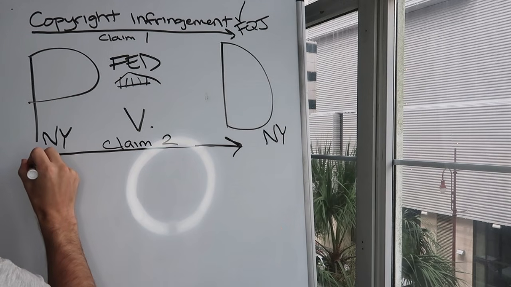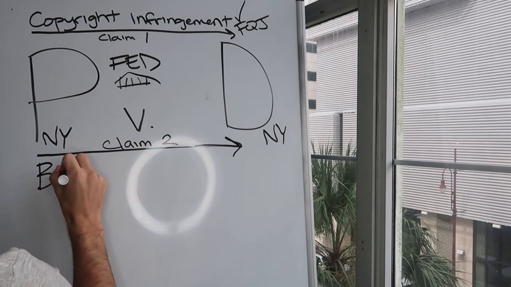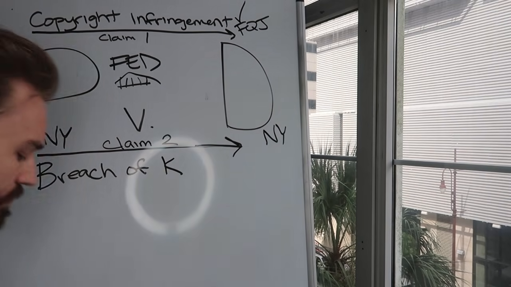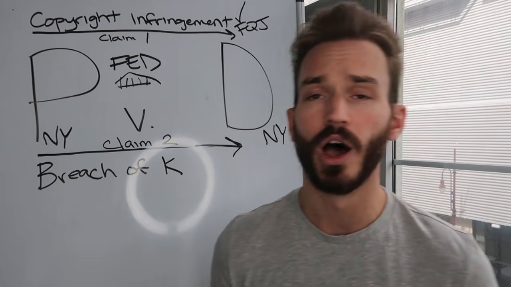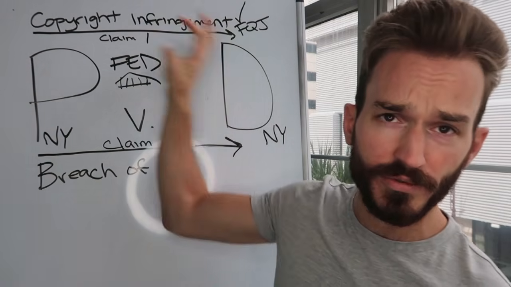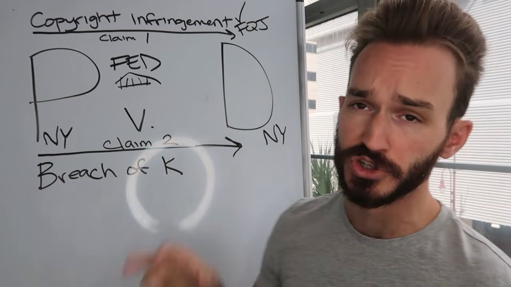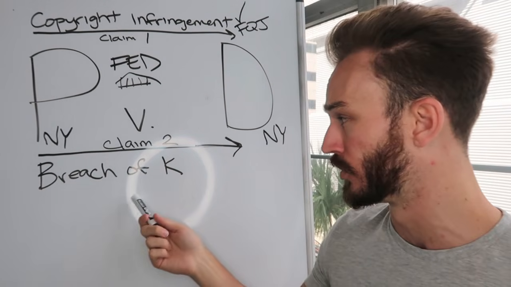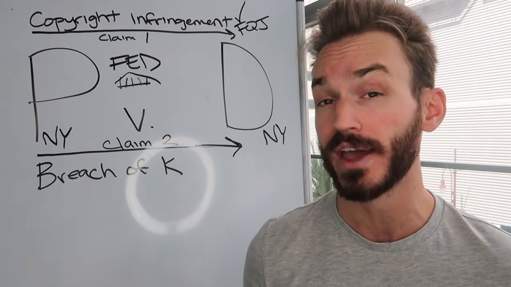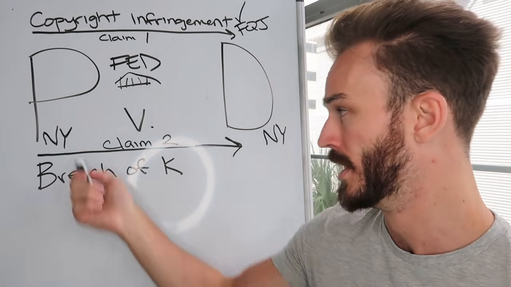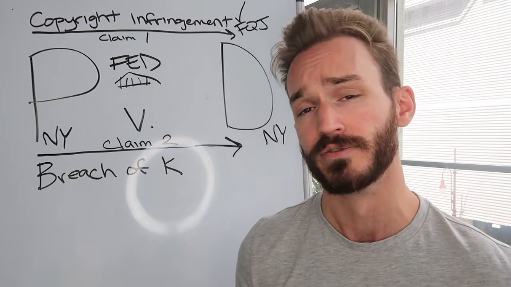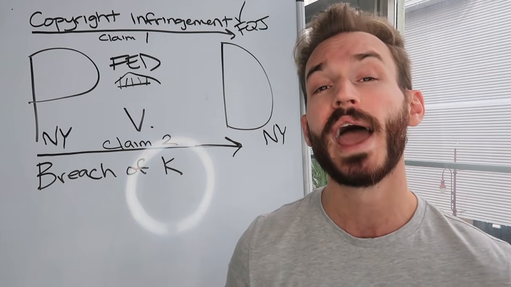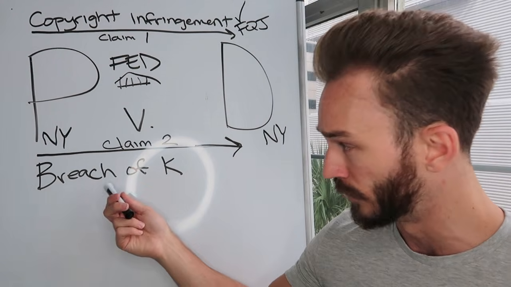And let's say that this is a breach of contract claim. Okay, so don't forget about claim 1 for a second. Let's just think about claim number 2. Does the federal court have subject matter jurisdiction over claim number 2? Well, again, we know diversity jurisdiction is impossible. Plaintiff and defendant are both citizens of New York, so we can't have diversity jurisdiction over the breach of contract claim. So do we have federal question jurisdiction over claim number 2?